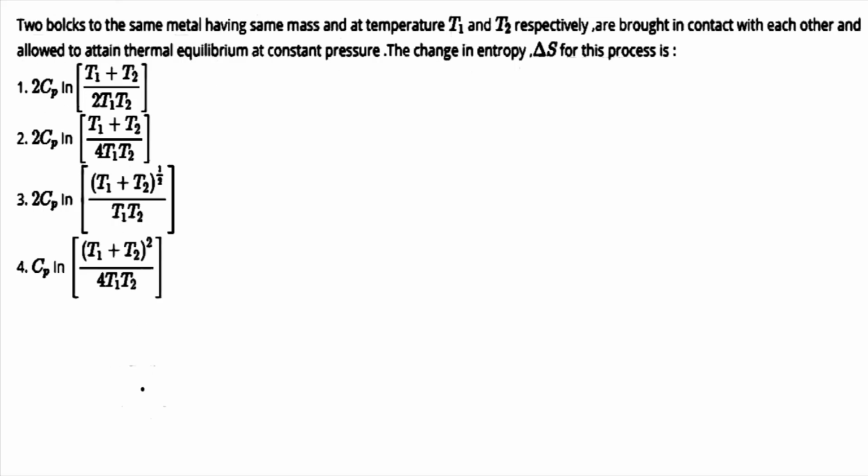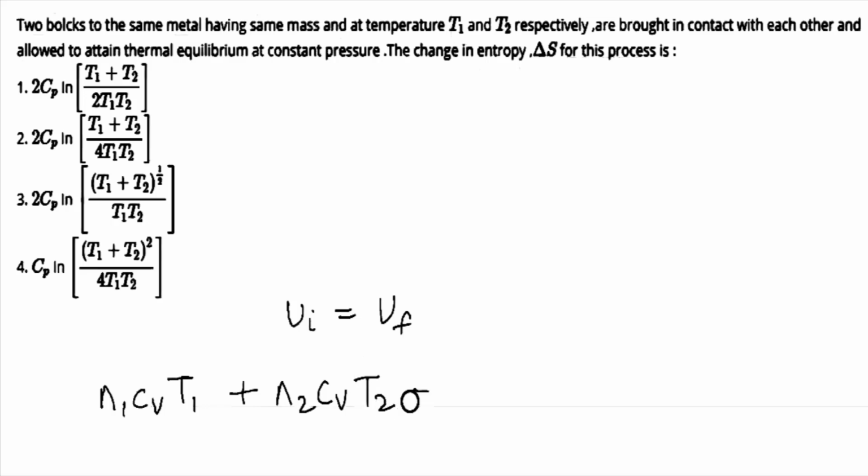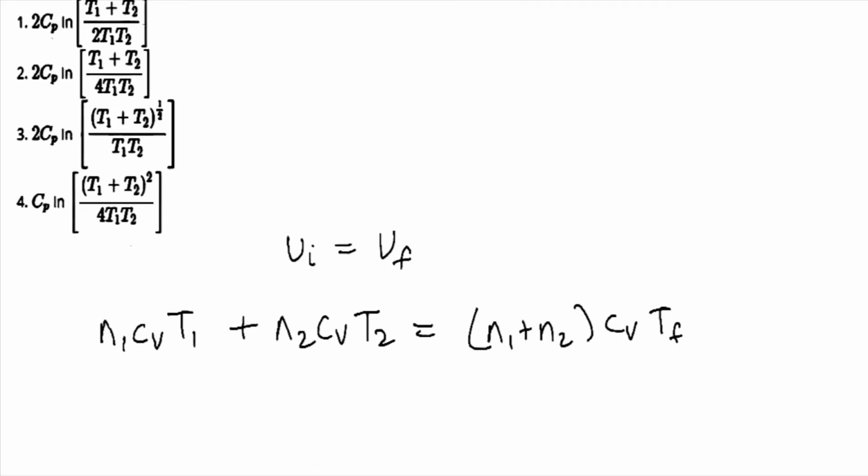So from energy conservation, initial energy is equal to final energy. So we can write U initial is equal to U final. Initial energy of the first block will be N1 CV T1. Initial energy of the second block will be N2 CV T2. And the final energy of both the blocks will be (N1 plus N2) CV TF. So TF is our final temperature.